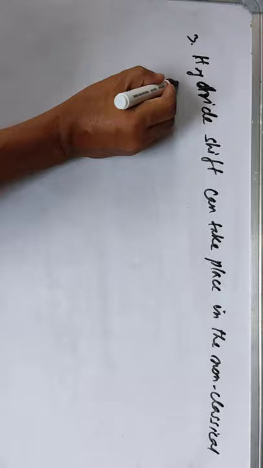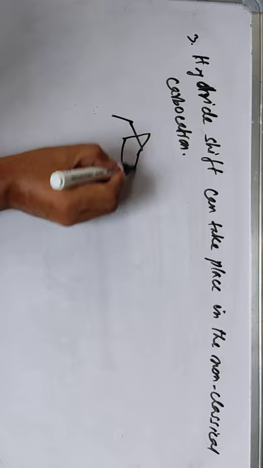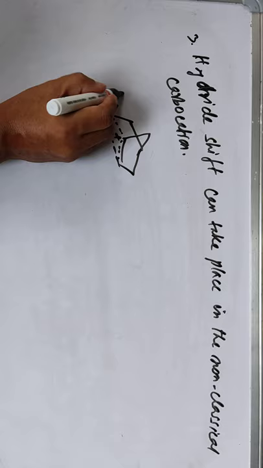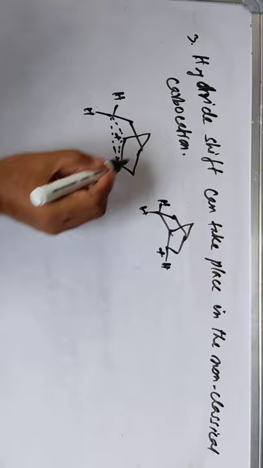Classical carbocation. For example, I'm giving here, let's say this one. Okay, this is a non-classical carbocation here. So we have here hydrogen, only one hydrogen. This one here too, one hydrogen. So here we can have this one this way.